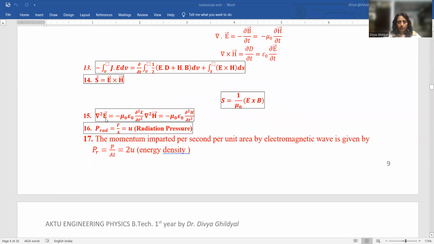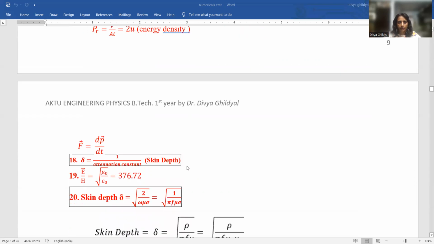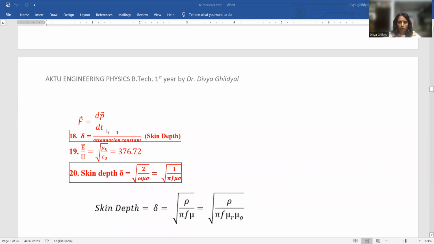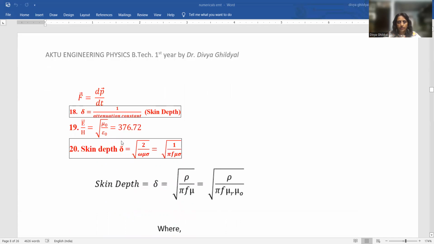Then the wave expression for your electric and magnetic field, radiation pressure, force upon area is equal to this much. The momentum imparted per second per unit area by electromagnetic wave is given by PR is equal to P upon AT, where A is area and T the time, that is twice of your energy density formula. Force is rate of change of momentum. Skin depth is equal to 1 upon attenuation constant, an inverse relationship to attenuation constant.